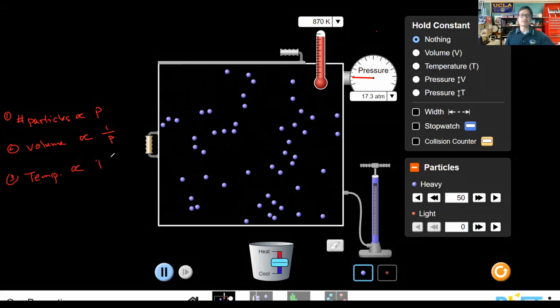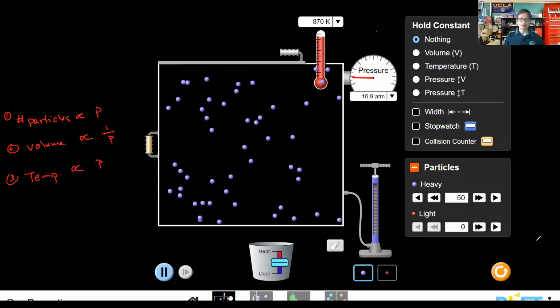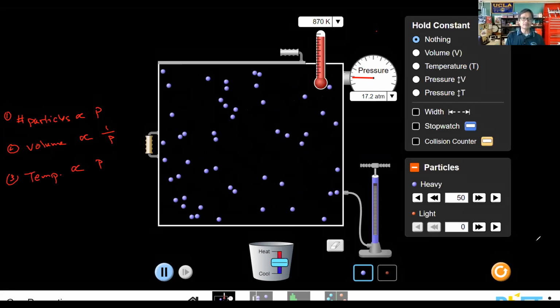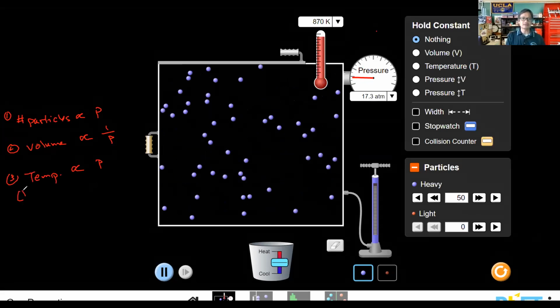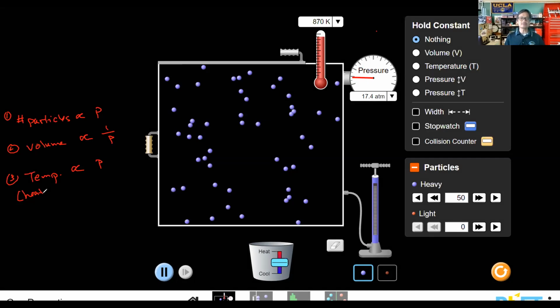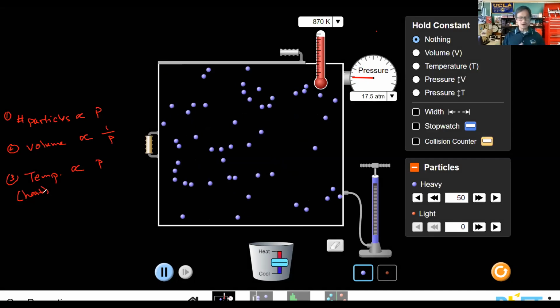So there is also a relationship between temperature and pressure. That is heat energy, and I'm going to put in parentheses here, heat. There is a relationship between heat energy and pressure as well, and we're going to talk about those as well.